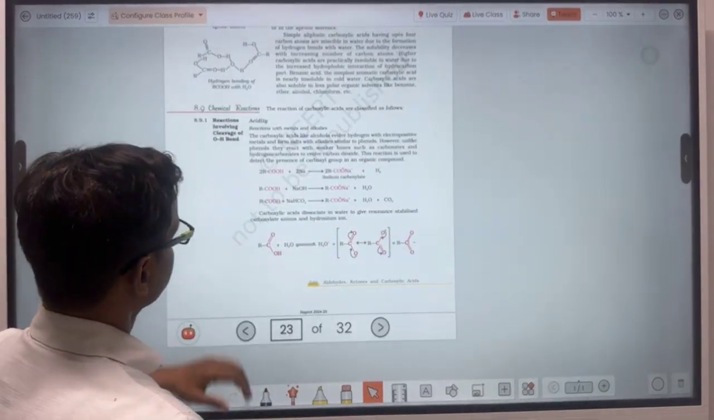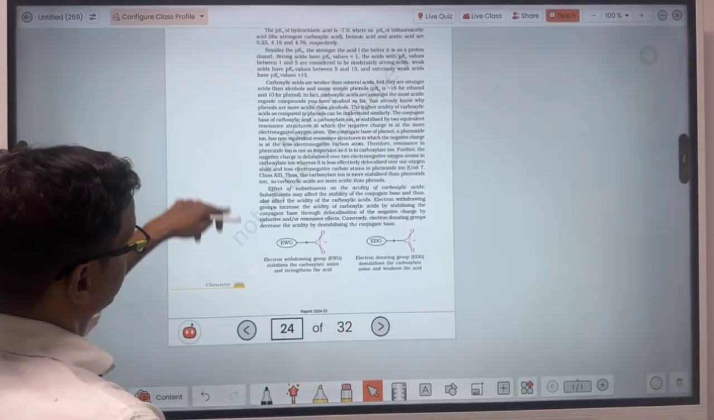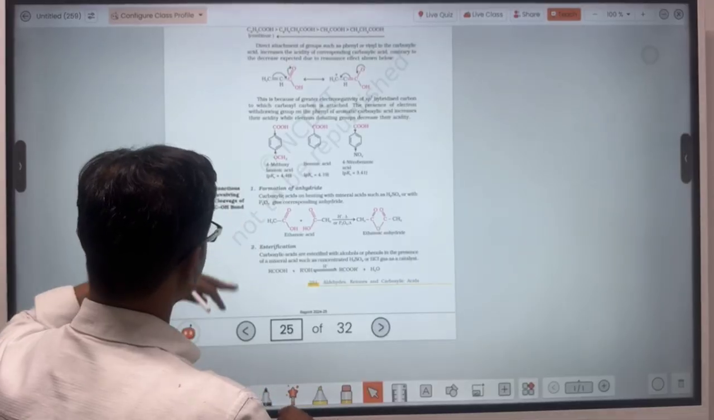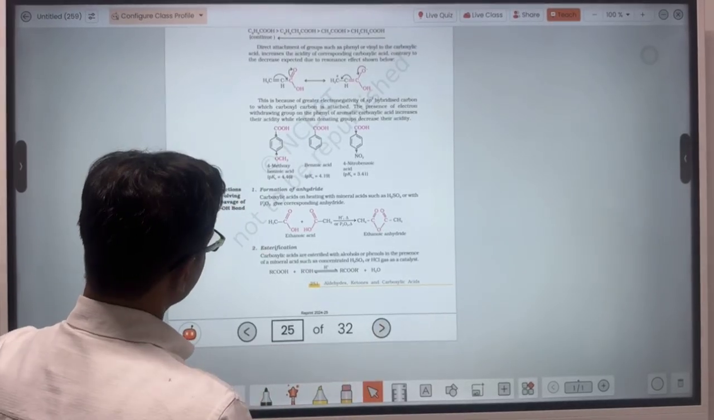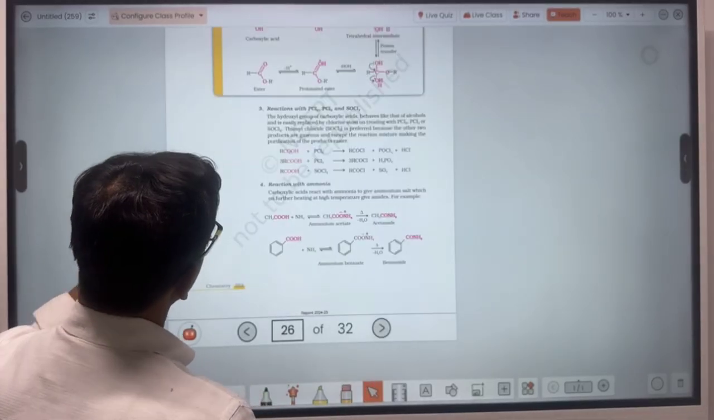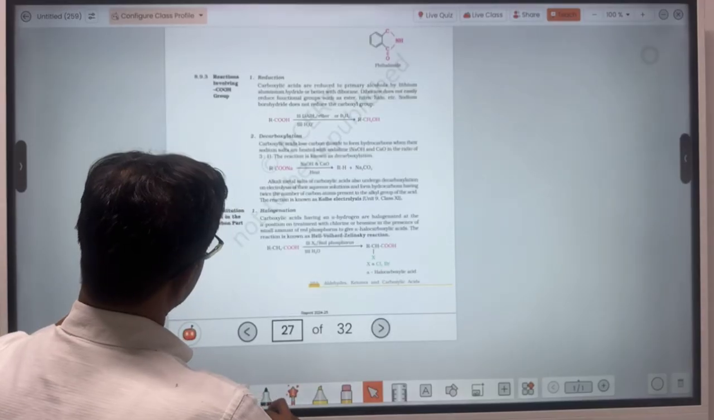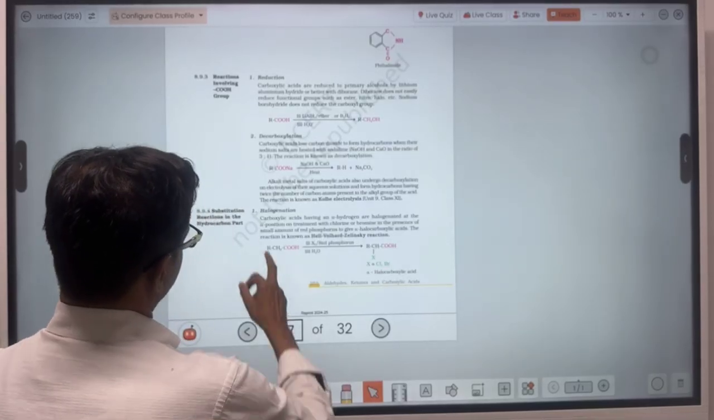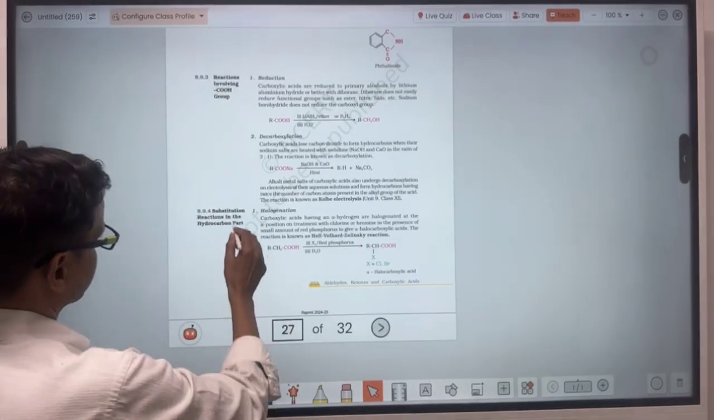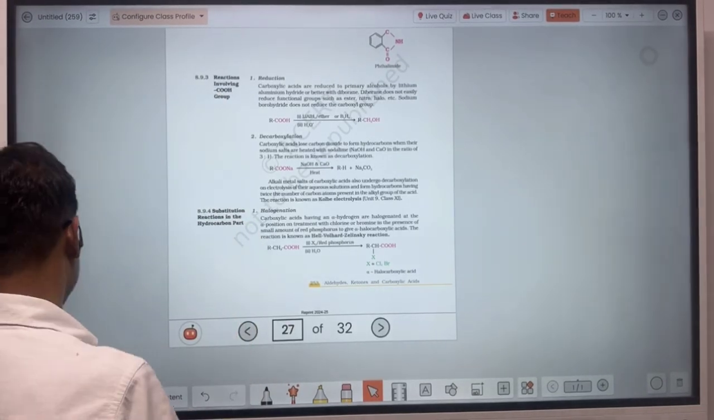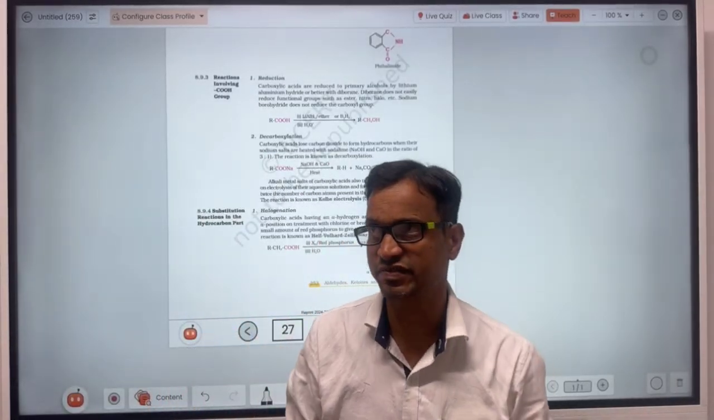So there are types of chemical reactions. One is reactions involving cleavage of the oxygen hydrogen bond, which we will have to discuss in detail. Second is reactions involving cleavage of the carbon OH bond. Third is reactions involving the COOH group, and fourth is substitution in the hydrocarbon part. Okay, so there are actually 4 types of chemical reactions.